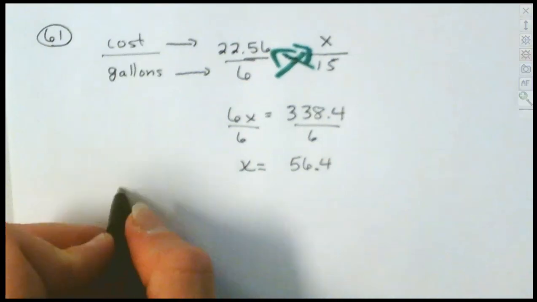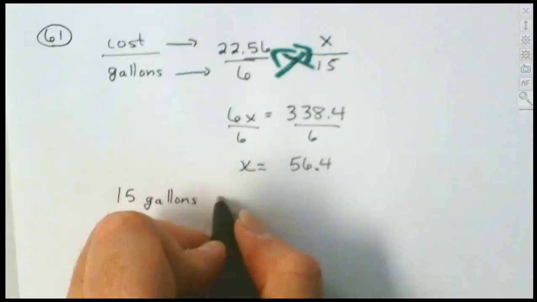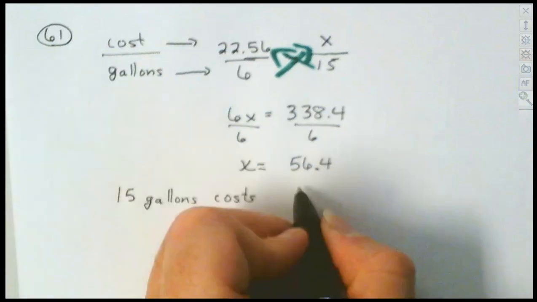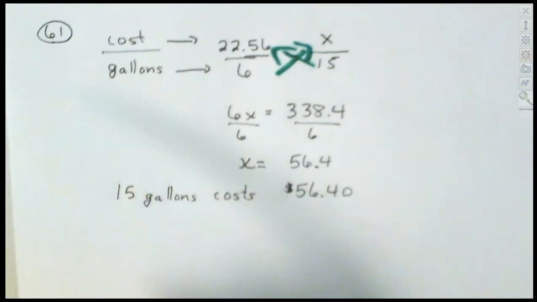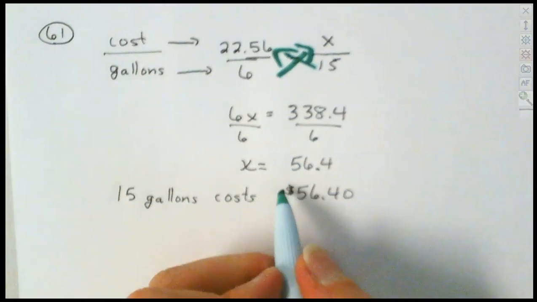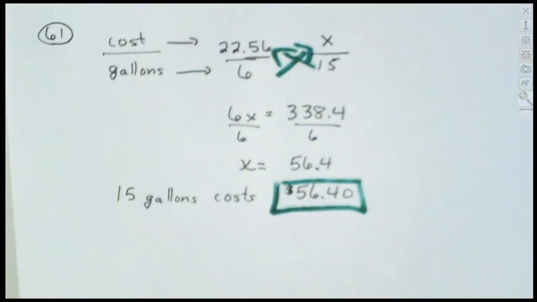That tells me 15 gallons costs $56.40. And the $56.40, that's what you want. So if I wanted to go ahead and fill up my entire car, it holds 15 gallons, I would expect to pay $56.40 for that gasoline. Okay, and that was question 61.